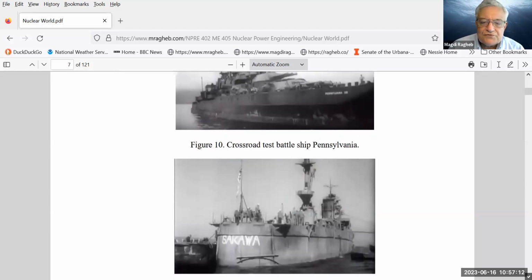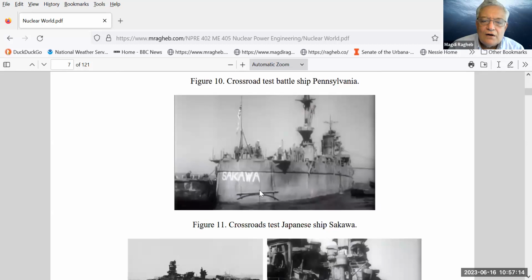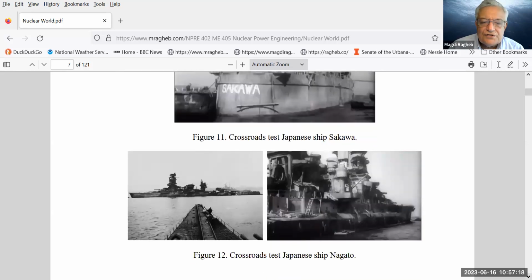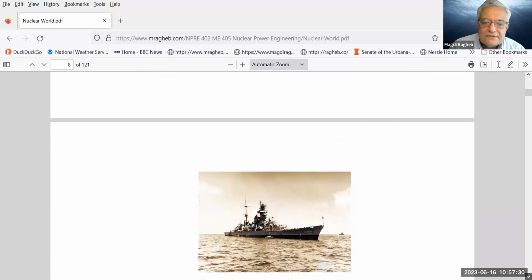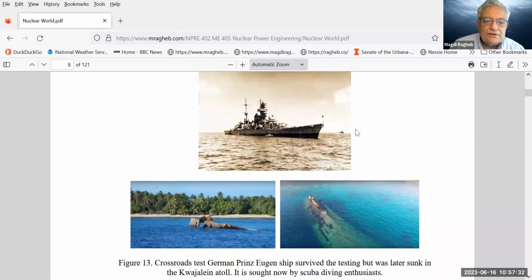Some Japanese ships were used, the Sakawa, and another one was used, Prince Eugene. Oh, that's a Nagato. The Nagato was the largest cruiser ever built in history. It was built by Japan. It was also used in the testing. And then you have the Prince Eugene. That is the Prince Eugene ship, which also sank in the process.